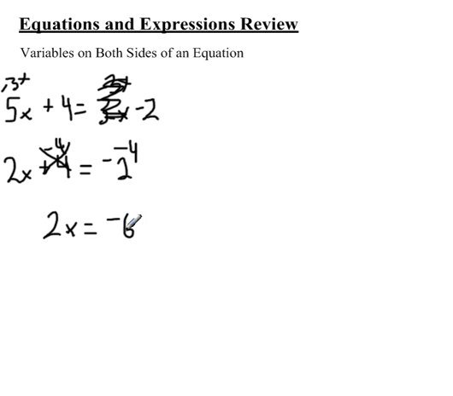What number times 2 is negative 6? X will be negative 3. And mathematically show that by dividing by 2 on both sides. 2 divided by 2 is 1x. Negative 6 divided by 2 is negative 3.